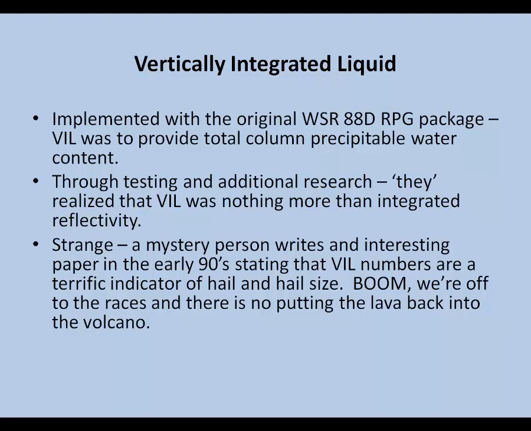Then something strange happened. Some people down in Central Florida wrote a paper back in 1993 that started comparing VIL to hail and hail size. Well, that just sent everybody off to the races. This paper was really not based on a lot of science per se, but everybody's off to the races, and there's absolutely no putting the lava back into this volcano. Now we're forever going to associate VIL with hail. So in that way, I call VIL the ultimate Frankenstein, because it was really originally designed to do something that is totally different than what we anticipate it to do today.